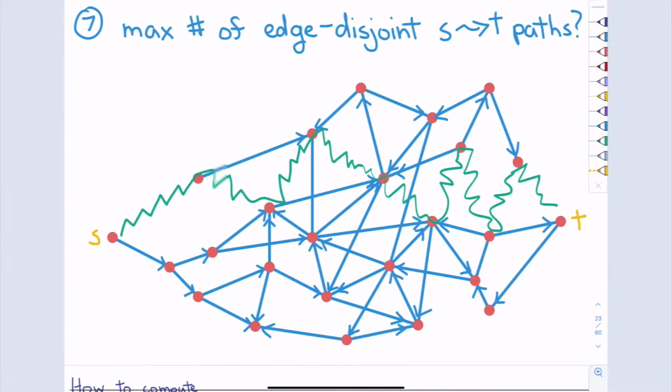Okay, right? Say, okay, I already used those edges. Let me rip that out of the graph. Let me use the remaining edges to find another path. Remember correctly, that's wrong, okay.